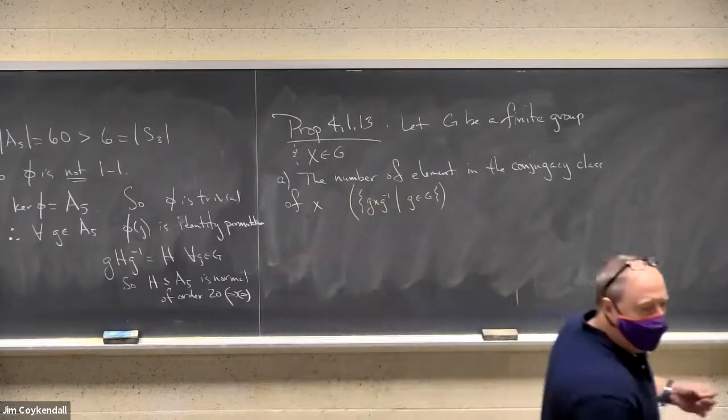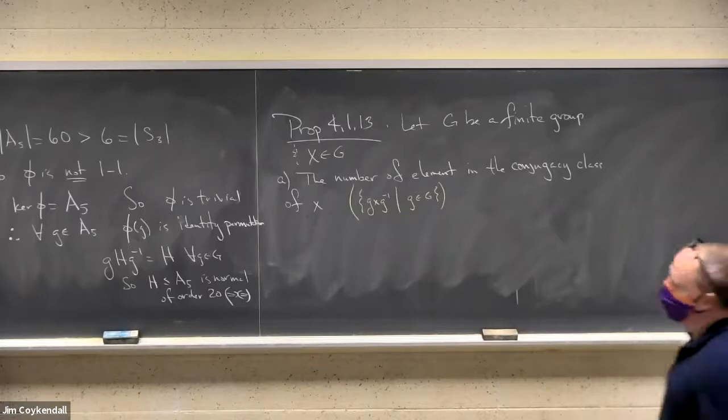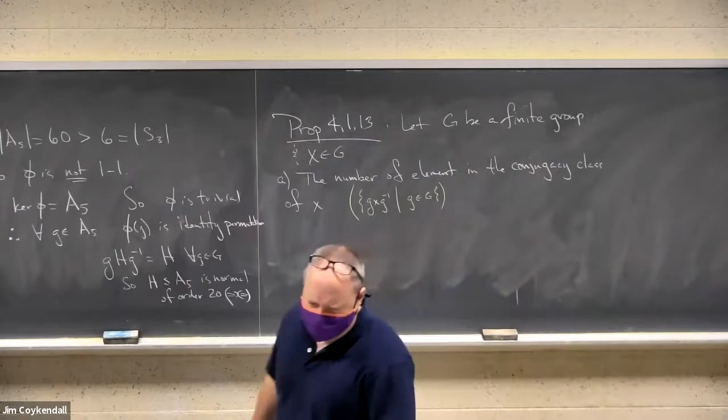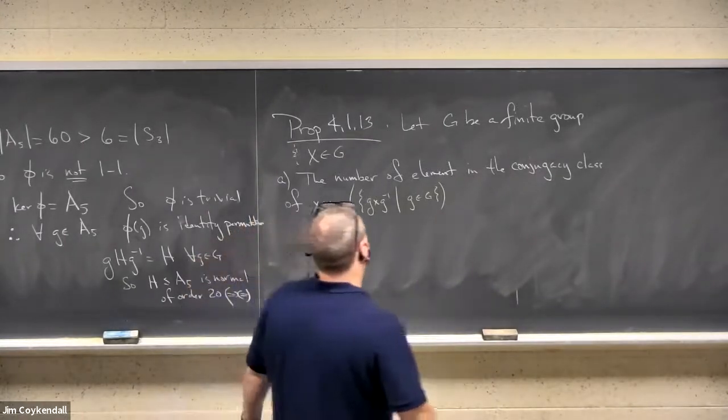Notice that this is an orbit. This is the orbit of X under the conjugation action. So G acts on itself by conjugation. G acting on X is the conjugate of X. But this is just the orbit of X. And this number of elements is this.